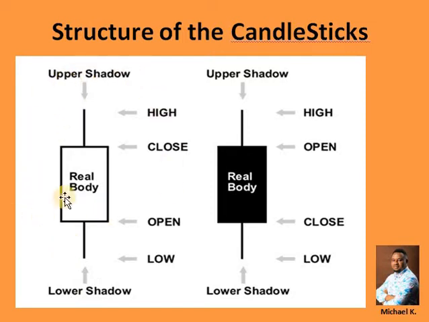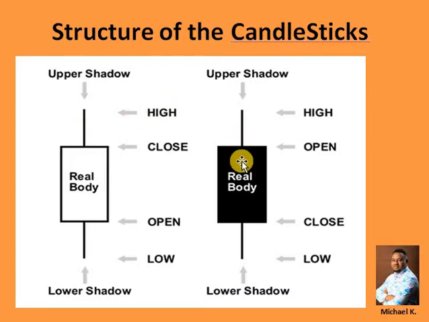Now within this real body, the upper shadow and the lower shadow, it tells us the open price, that is the price at which the market opened within the period. It also shows the close price, which is the price which the pair closed within the period. It shows the low and the high. The low is the lowest price which this pair touched within the period, and the high is the highest price which the pair touched within the period.